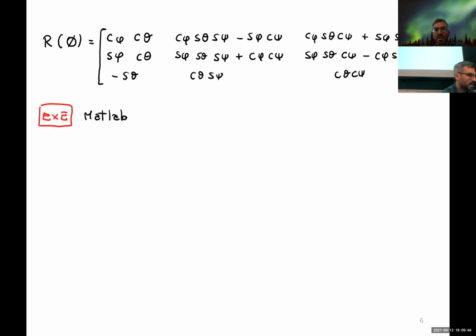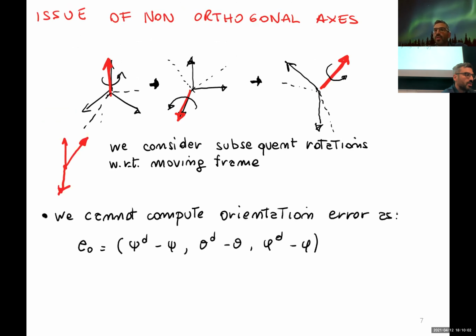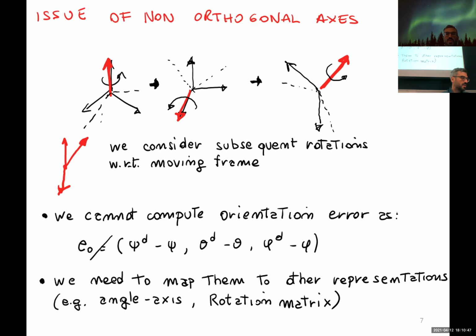The issue of having non-orthogonal axes is that we cannot compute, for example, the orientation error as we saw, subtracting desired values from actual values. So this is not true. The orientation error cannot be defined like this, because the orientation error should live in a Euclidean space, so a Euclidean space with orthogonal axes. Therefore, when we want to do tracking of orientation with Euler angles, we need to map them to another representation like the angle axis, or rotation matrix, or quaternions. We will see the last one, quaternion.